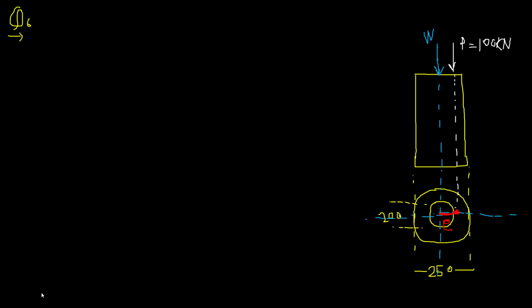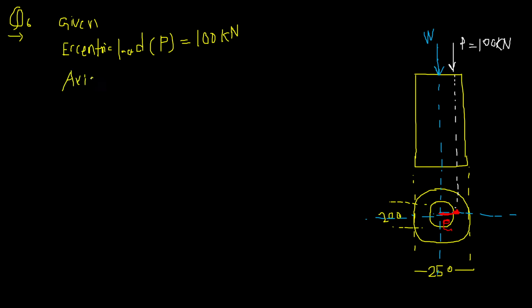Okay, so we'll start with the given. So what is given in the question? Two types of load are given. So we'll write eccentric load P is equal to 100 kN. अजून एक कोणतं दिलेलं आहे, axial load. Axial load W is given, but we don't know the value of this. This we have to find out. हे आपल्याला माहित नाही. So question mark.